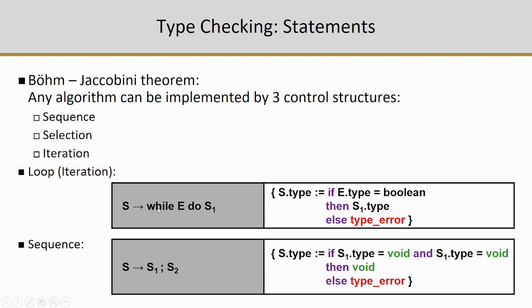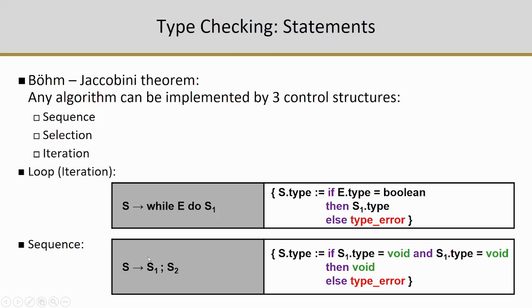Similarly, for the while statement, we assume that the expression next to the while is a logical value, so its type is Boolean. In this case, the type value of S1 is propagated to S. So if S1 is void, S will be void as well. If S1 contains a type error, then S will contain a type error as well. Okay, if the type of E is not Boolean, we cannot evaluate this condition, and then we result in a type error.